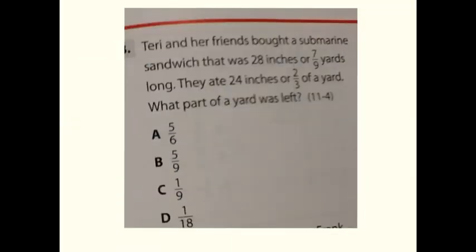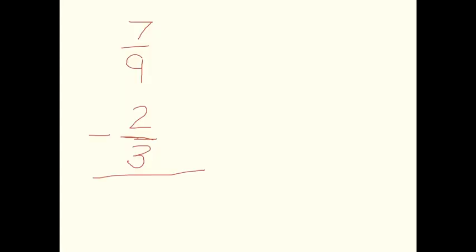Terry and her friends bought a submarine sandwich that was 28 inches or 7/9 yard long. They ate 24 inches or 2/3 of a yard. What part of the yard was left? A, B, C, or D? For this problem, we are going to do 7/9 minus 2/3. We have our common denominator, 9, because 3 times 3 is 9, and 9 doesn't have to do anything. So, 3 times 3, and you do something to the top.